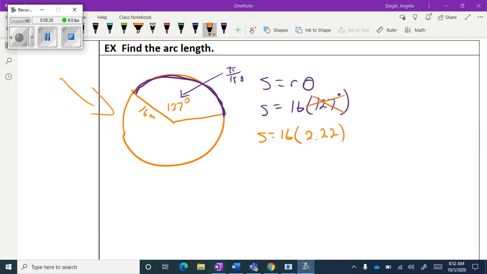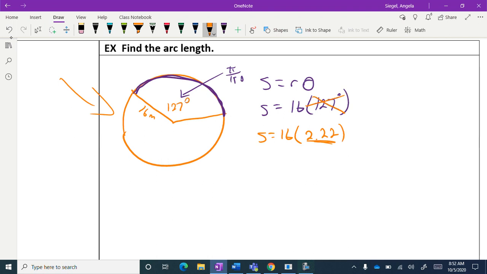So it ends up being about 2.22. I'm going to keep that whole decimal in my calculator and just go ahead and multiply that by 16. And I get that my arc length is about 35.47 centimeters.